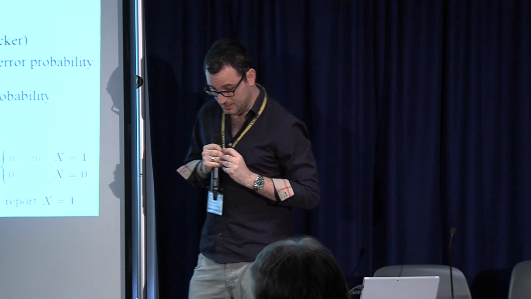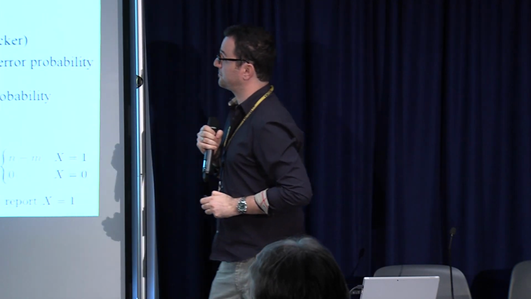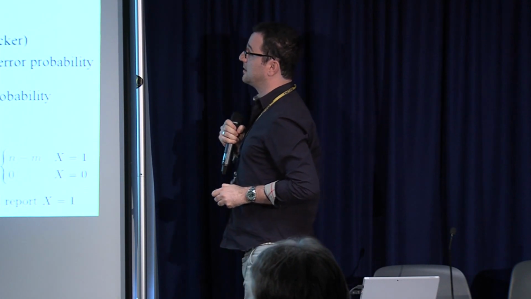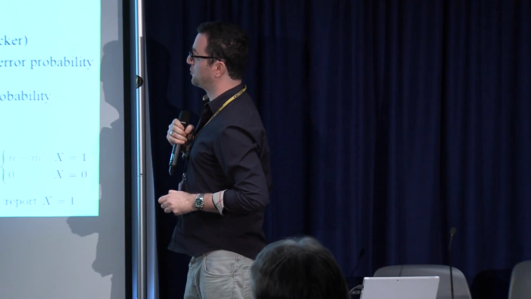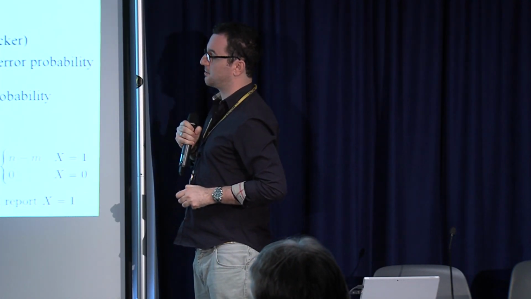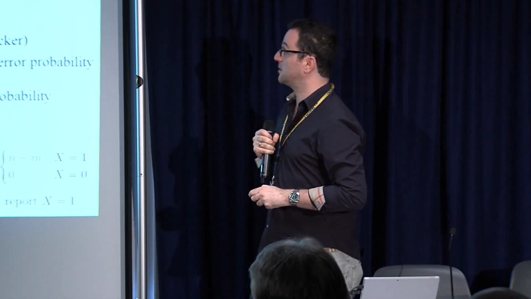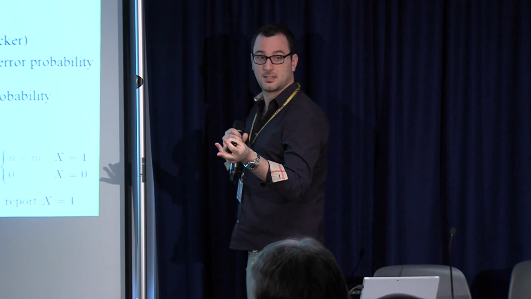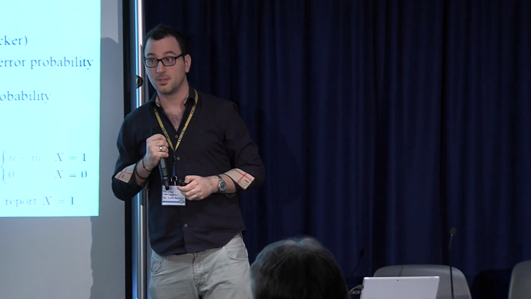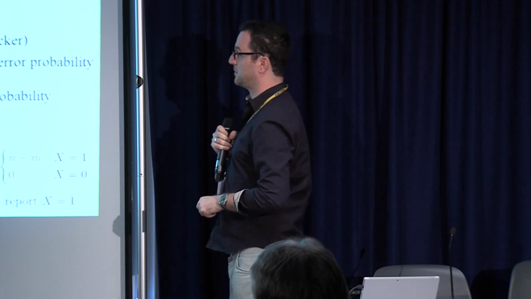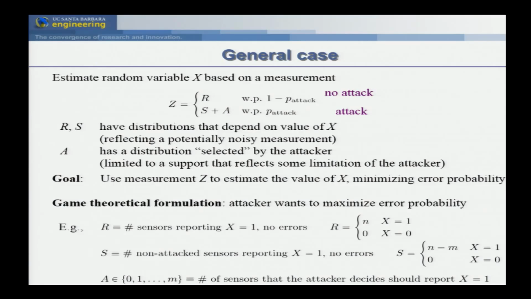So now we want to estimate a variable Z that is given by 2 distributions, R and S, okay? So now instead of just variables, we have distributions. So what the attacker does, the attacker just selects a distribution and tries to confuse us. And again, we have some game theory design that we want to use to compensate for that.